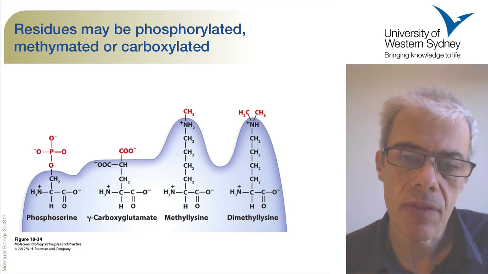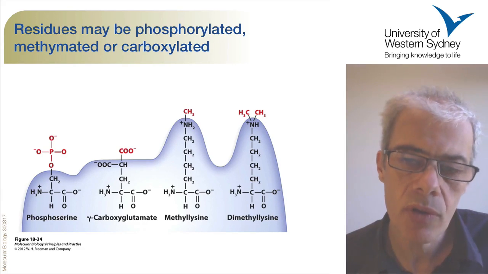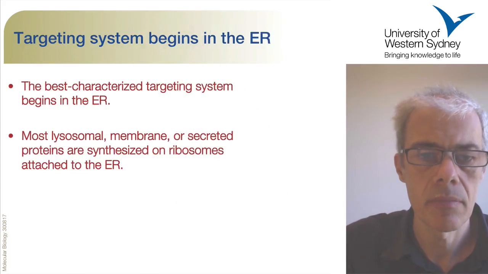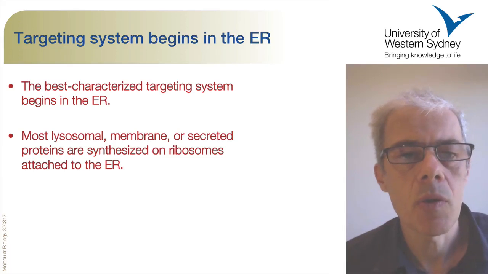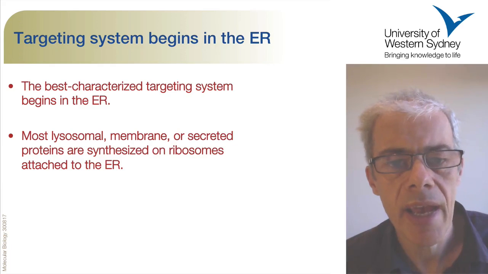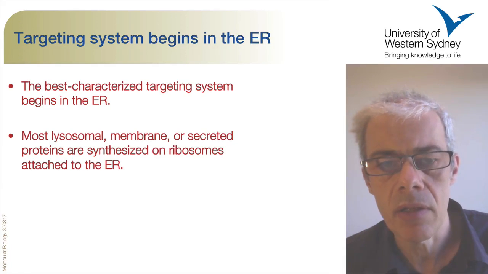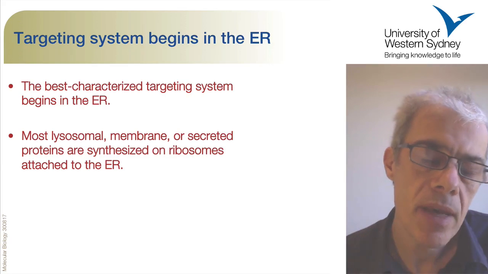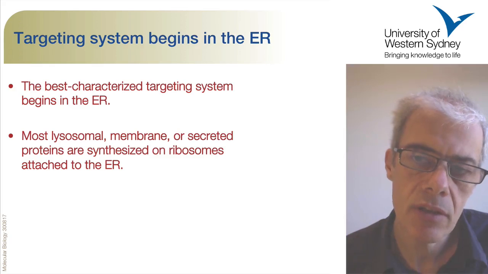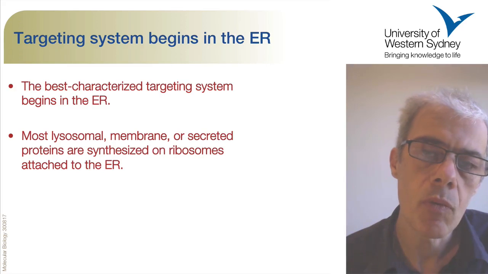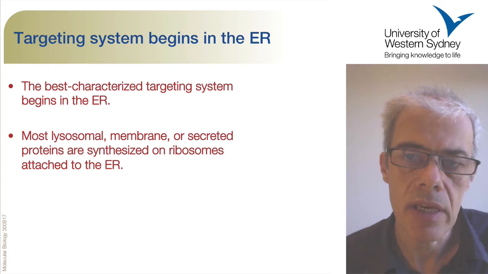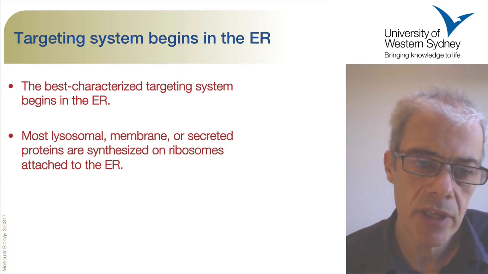Okay? And these modifications are very important to control protein activity in the cell. Also, proteins need to be located in the right region of the cell to perform their function. And there are various methods for targeting proteins to different regions of the cell. One of the best understood methods of targeting proteins involves the ER, which is the endoplasmic reticulum.